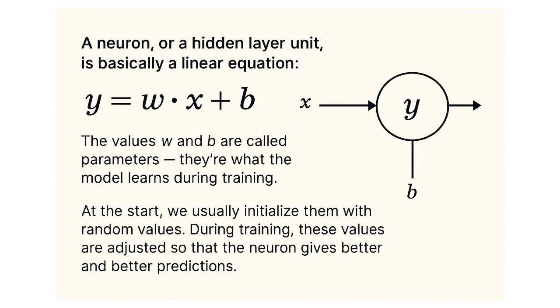A neuron, or a hidden layer unit, is basically a linear equation: Y equals W times X plus B, where X is the input, W is the weight, and B is the bias. The values W and B are called parameters. They're what the model learns during training. At the start, we usually initialize them with random values. During training, these values are adjusted so that the neuron gives better and better predictions.